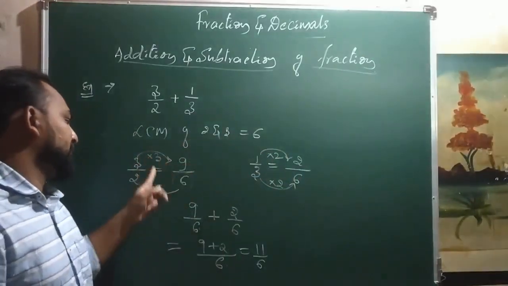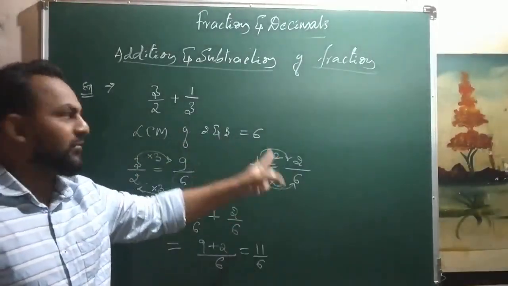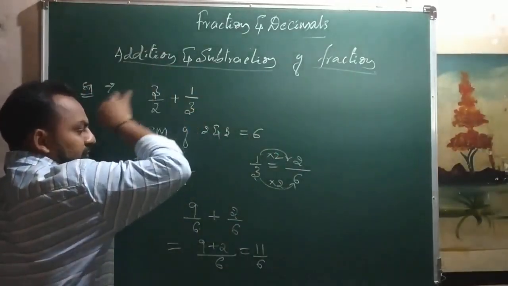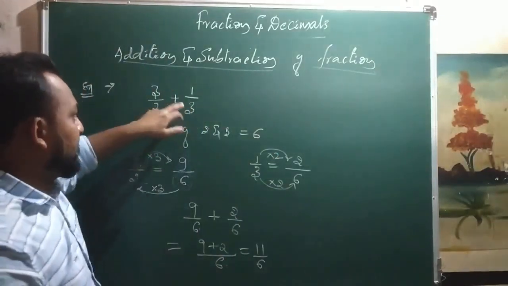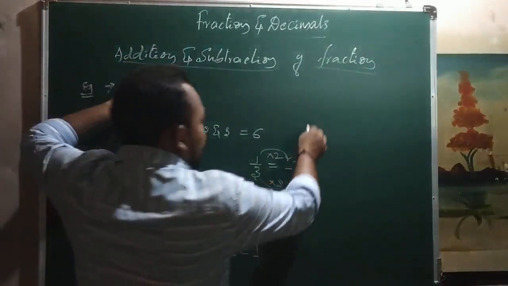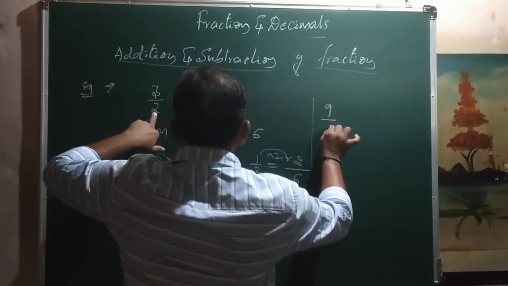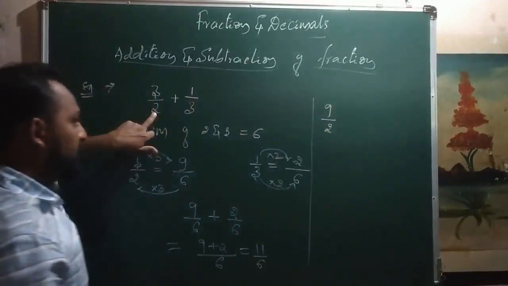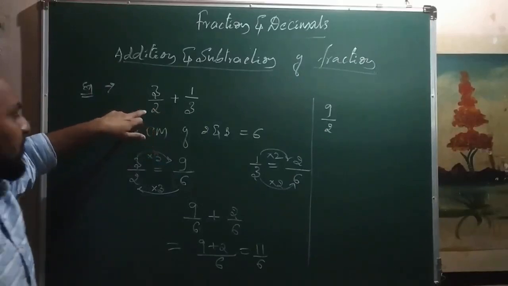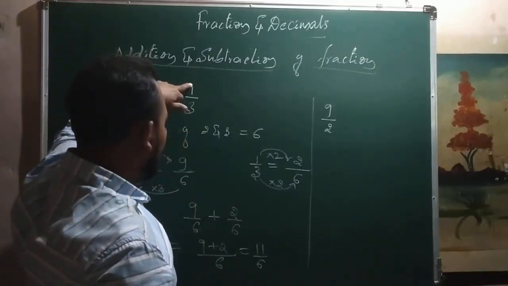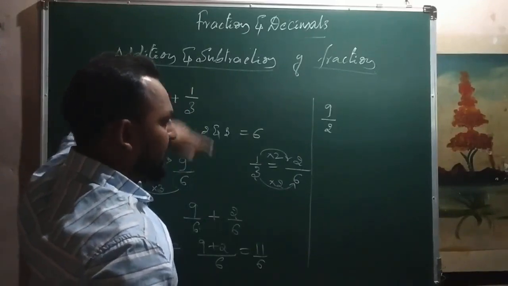Okay. Here the 3 and a 2. Okay. Here 3 into 3. Okay. Then cross multiply. 3 into 3 is another method. 3 into 3 is 9 by 2. Here 2 into 1 is 2. 2 by 3. Okay. 9 plus 1.